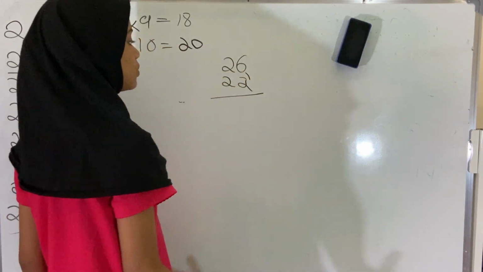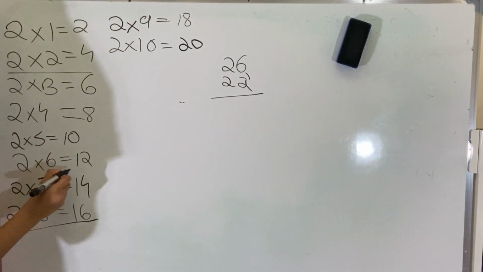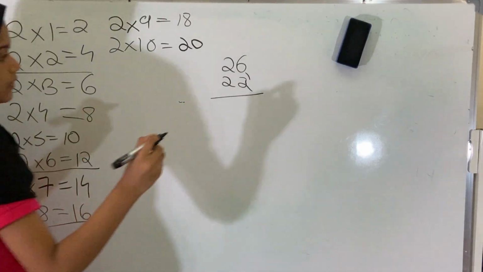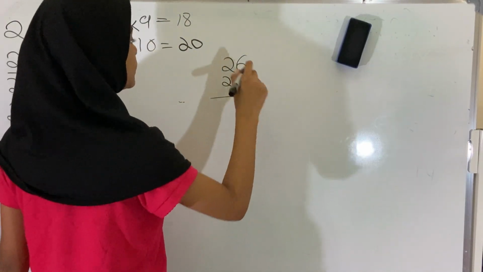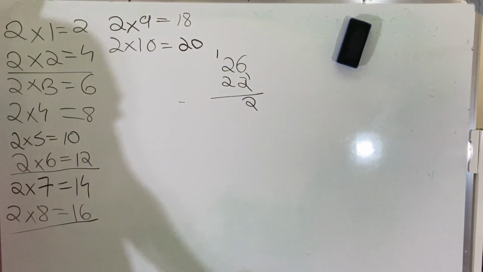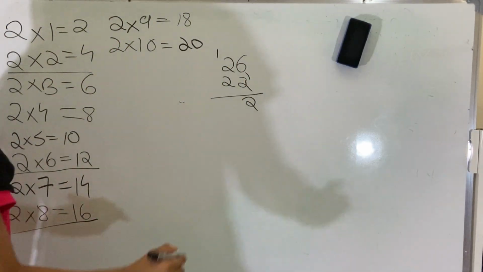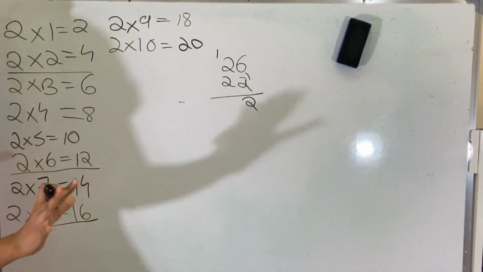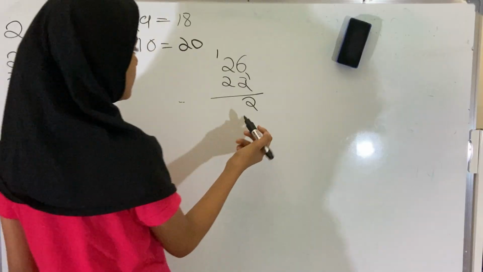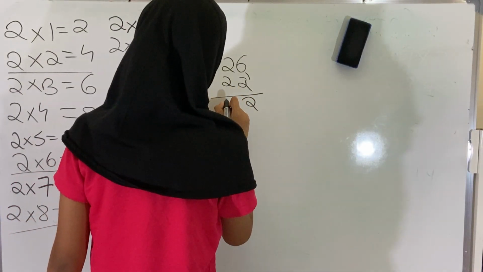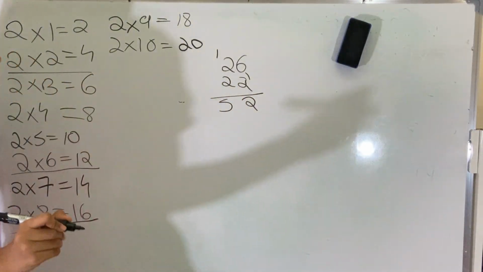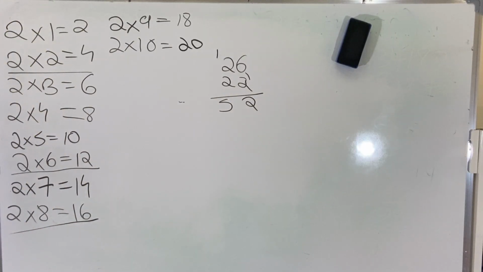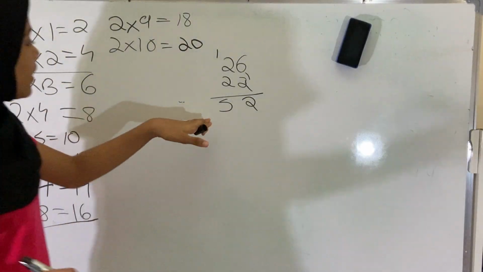So 2 into 6. 2 into 6 is 12. So write that 2 over here and this 1 here. Now 2 into 2. 2 into 2 is 4. 4 plus 1 is 5. Alright, so we got it like this.